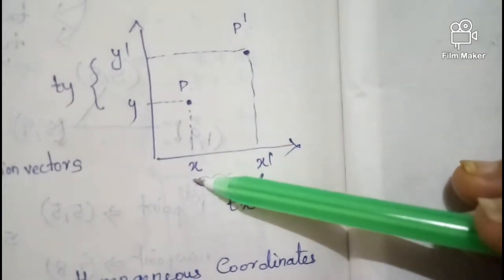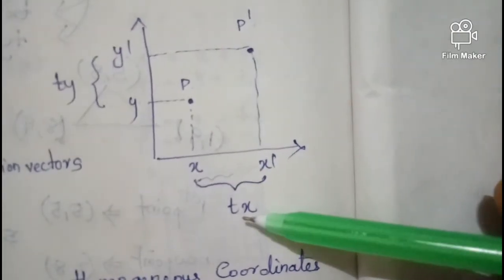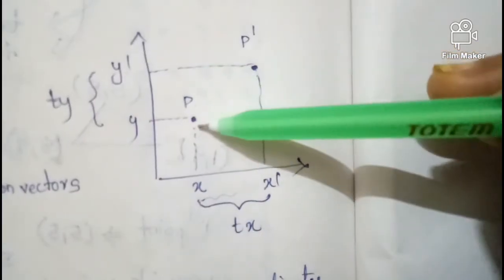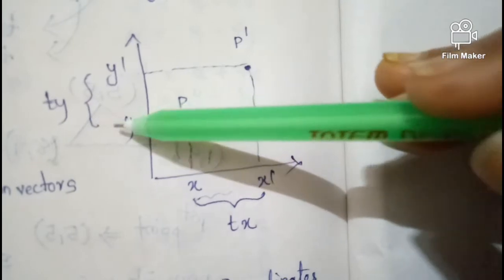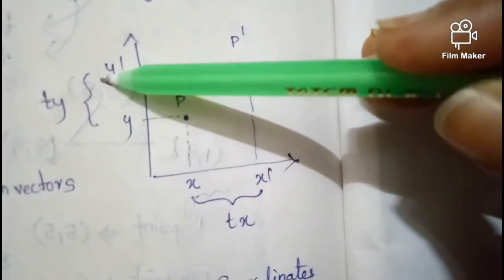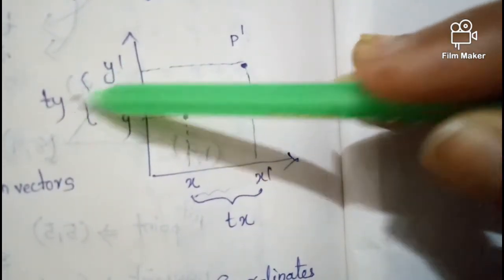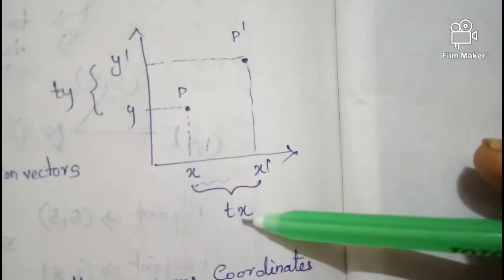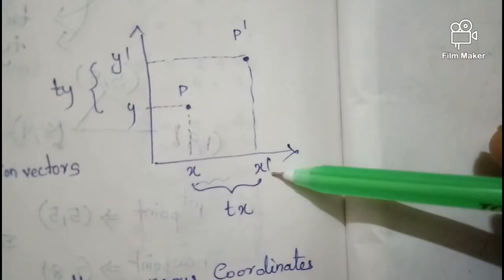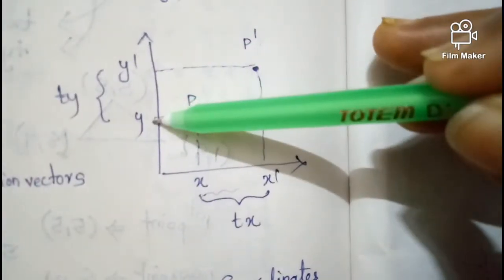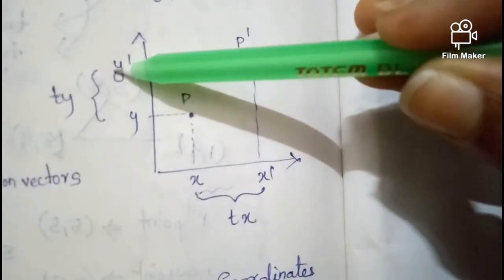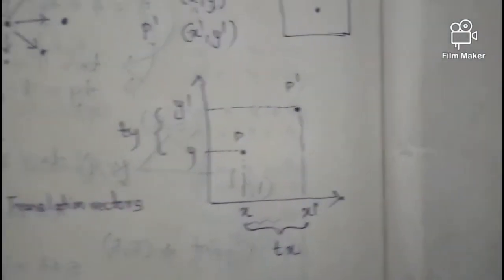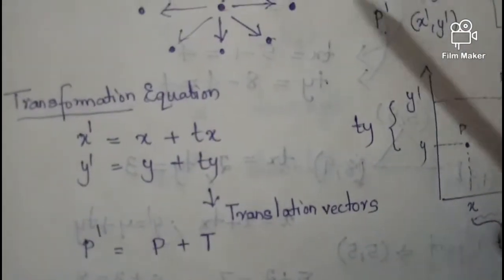From x you have to travel a distance of tx to reach x dash. Similarly, from y you have to travel a distance of ty to reach y dash. So from x, when you travel a distance of tx, you will reach x dash, and from y, when you will travel a distance of ty, you will reach y dash.